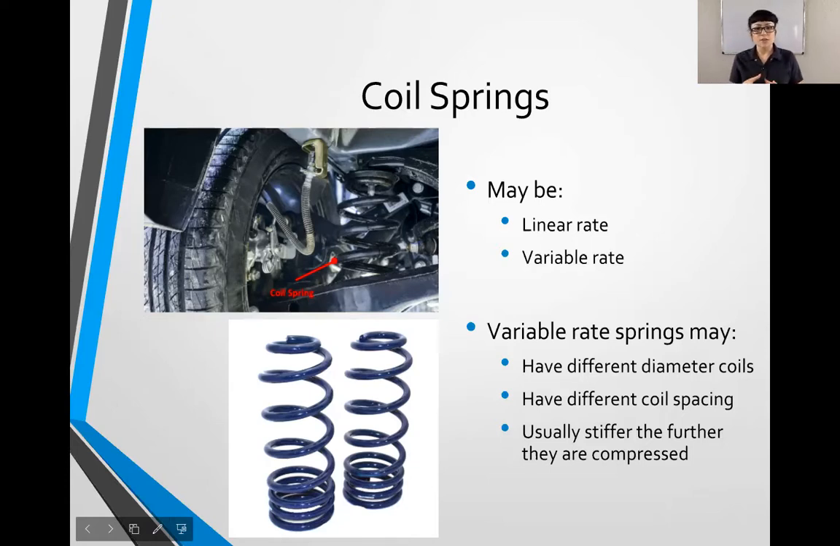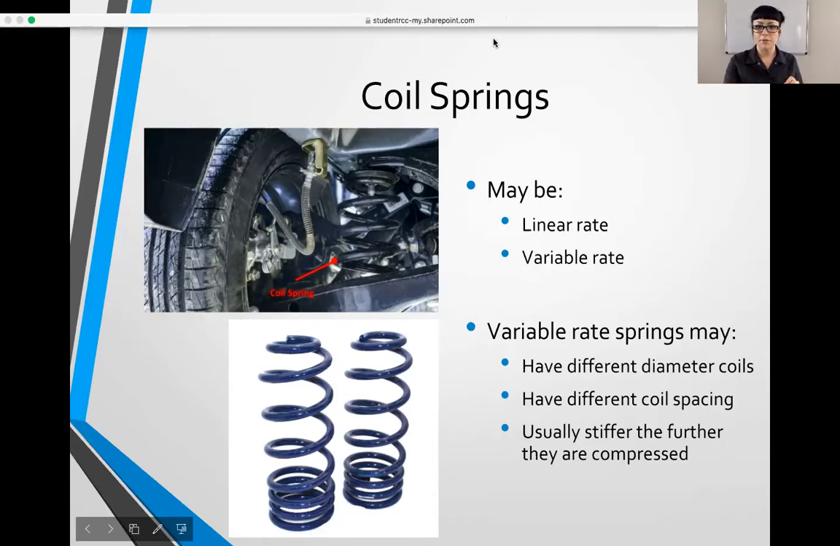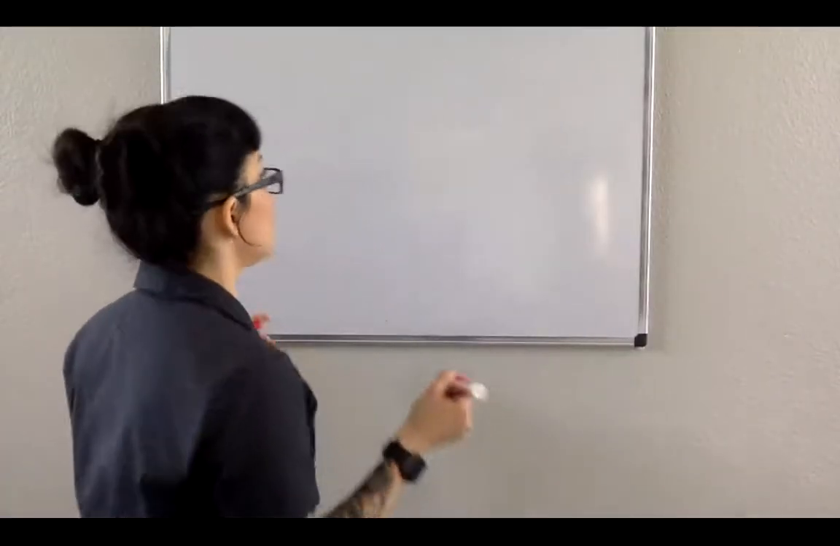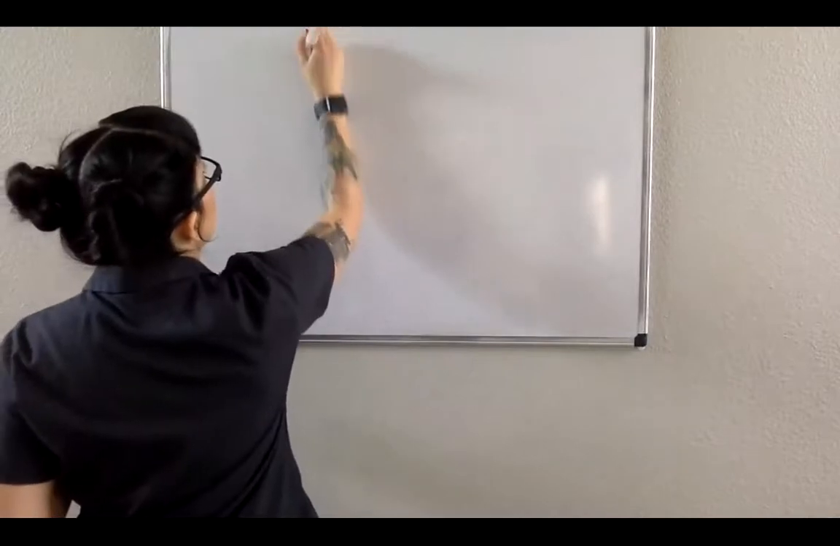So first things first, let's talk about linear rate versus variable rate springs. Variable rate springs act differently than linear rate springs. So I'm going to get out of screen share here for a moment because I want to use the whiteboard to talk about this. Let me see if you guys can see. I'm just going to go ahead and say linear.